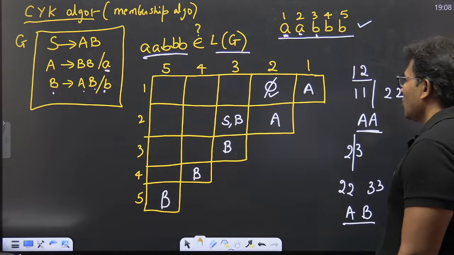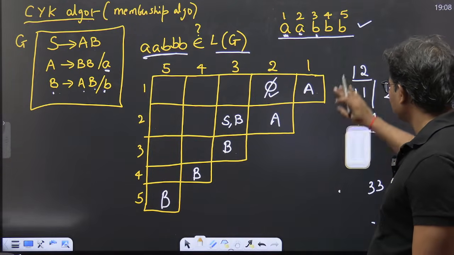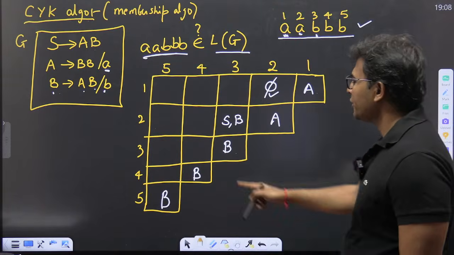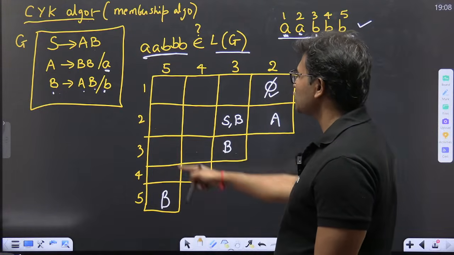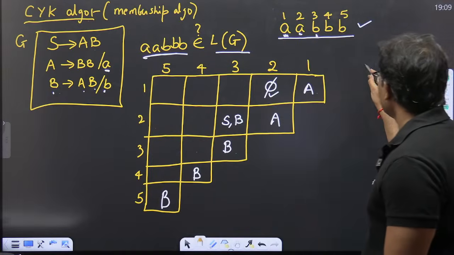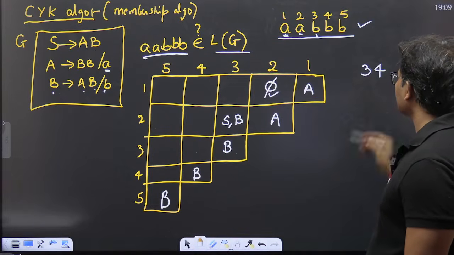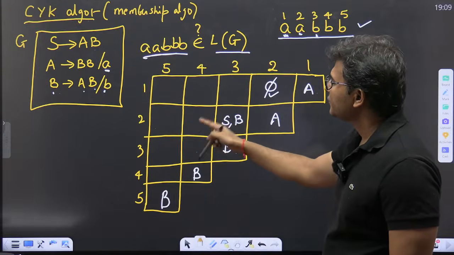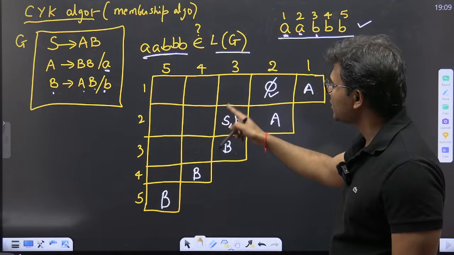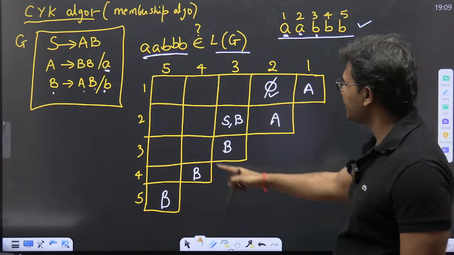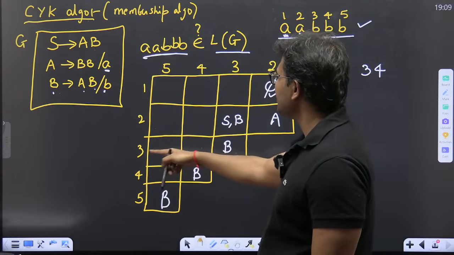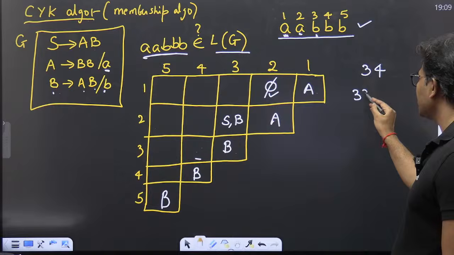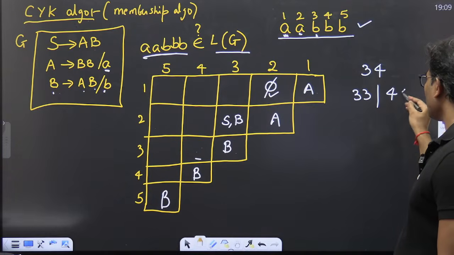Okay. Now we will see what about this cell. This cell is 3, 4. Now I can write 3, 4 as 3, 3 and 4, 4.